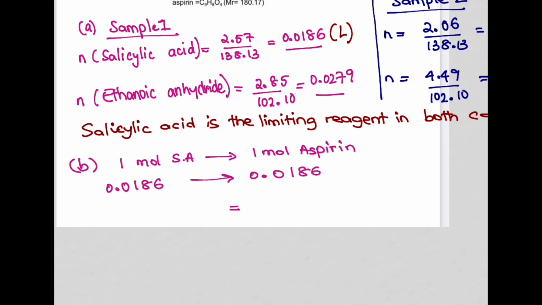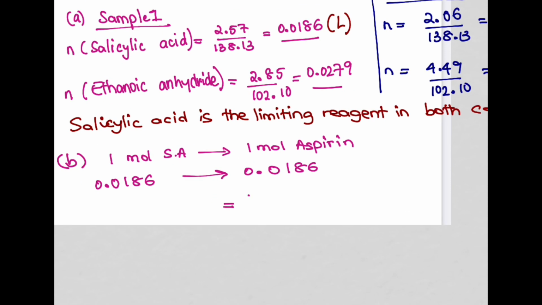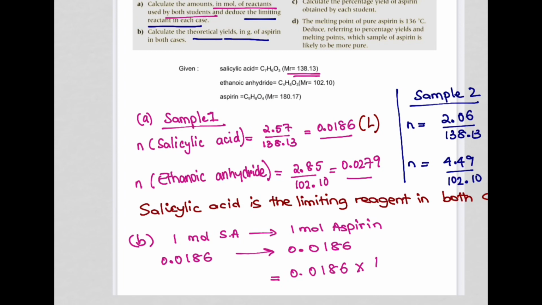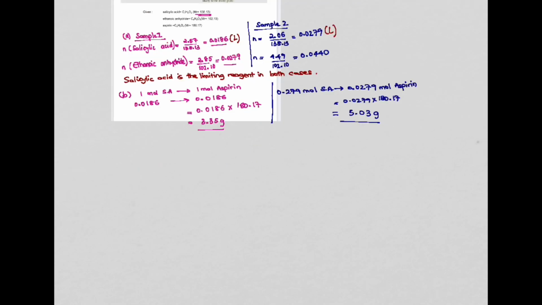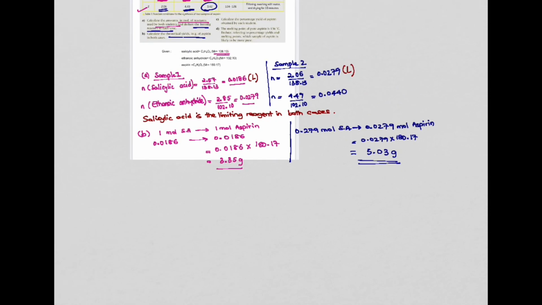Then from this, you can get the mass of aspirin, which is the number of moles times the MR, which is 180.17. So this is the mass of aspirin that we were supposed to get in sample 1, and this is the mass of aspirin that I'm supposed to get in the second case. Now from this, I can find the percentage yield in each case.